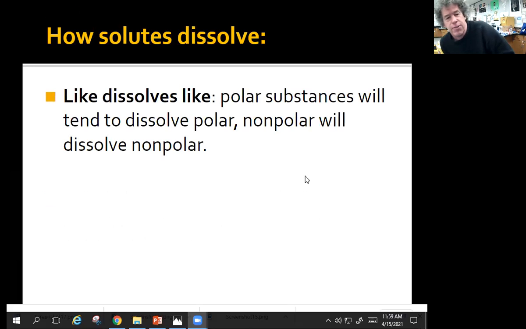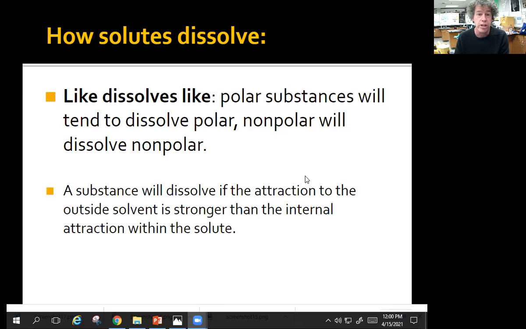Now, there's a few things about dissolving. Generally, a good rule of thumb is like dissolves like. So polar substances will tend to dissolve polar. A polar solute will dissolve into a polar solvent, and a non-polar solute will dissolve into a non-polar solvent. So something like NaCl is polar, and it will tend to dissolve in water, which is polar. And methane, or CH4, might dissolve in something like liquid carbon tetrachloride.